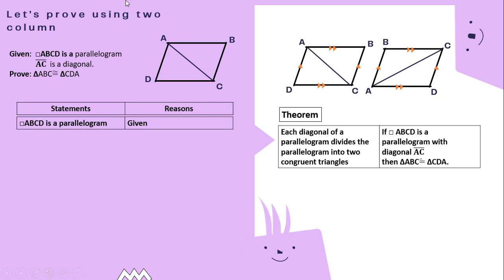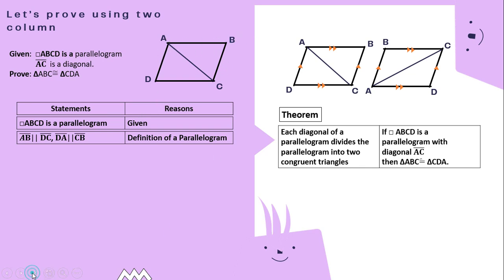Then, since we all know that ABCD is a parallelogram, one of the characteristics of a parallelogram is that it has two pairs of parallel opposite sides. Diba naintindihan natin? Based on our definition before, a parallelogram has two pairs of opposite sides that are parallel. So now alam natin si AB is parallel to DC. Our next statement is AB is parallel to DC and DA is parallel to BC.